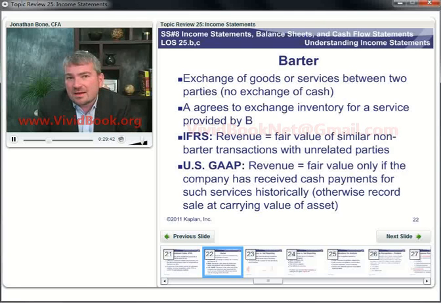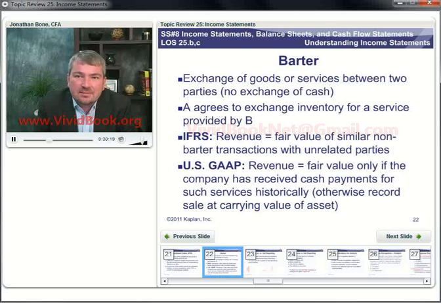Well, notice IFRS says record a sale, and that sale should be equal to the fair value of similar non-barter transactions with unrelated parties. In other words, record the sale at the price you've received for similar transactions in third-party arm's length transactions. Unrelated parties, of course, means no related parties, no corporate insiders, shareholders or directors, because of course the problem with corporate insider transactions is they may not be at proper commercial terms, they may not be at arm's length. Notice US GAAP is pretty similar.